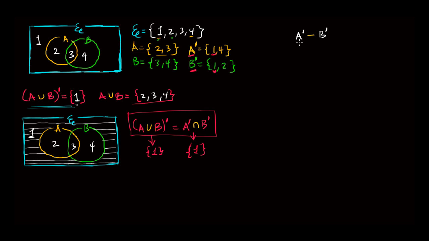Okay. It is noteworthy to keep in mind that these two are the same thing. So let's go back to our question here. This is A prime minus B prime. The first thing we need to do here is find what A prime minus B prime represents. This is A prime. This is B prime.